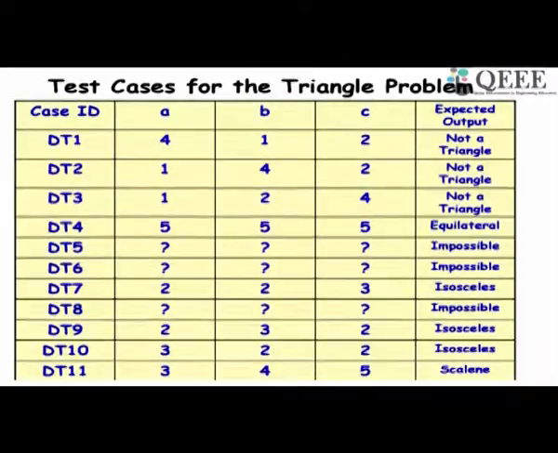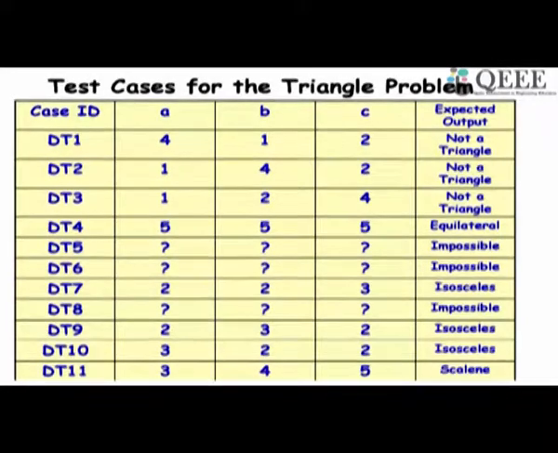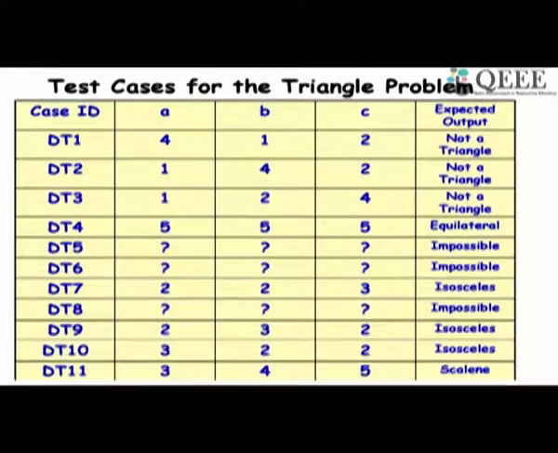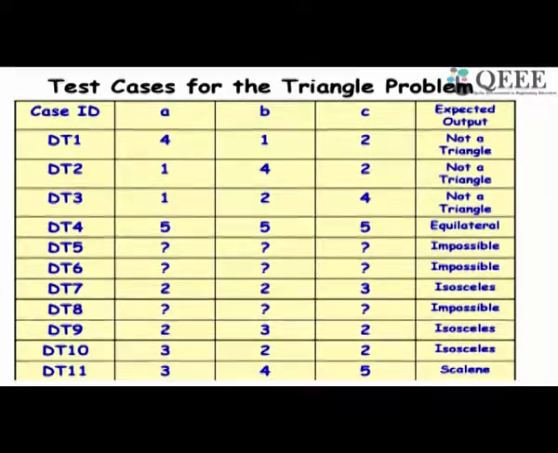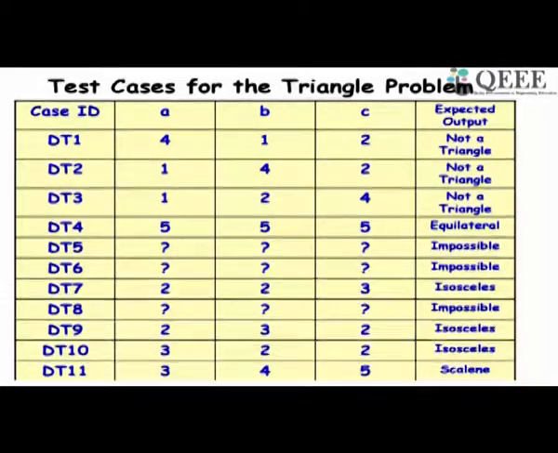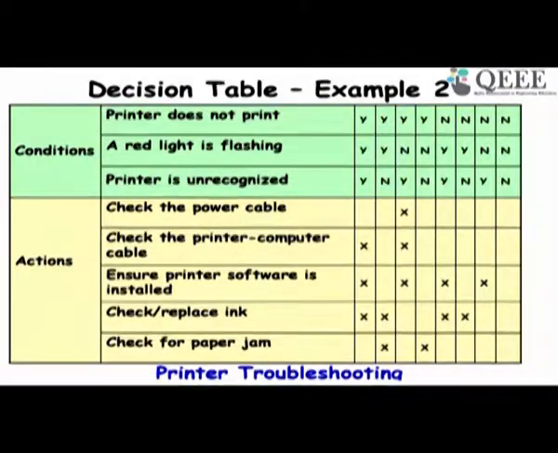And then having done that, we write in terms of the input variables A, B, C, and then the expected output. And each of these becomes a test case. So once we have a decision table, having the test cases is rather trivial. Now let's look at another example.